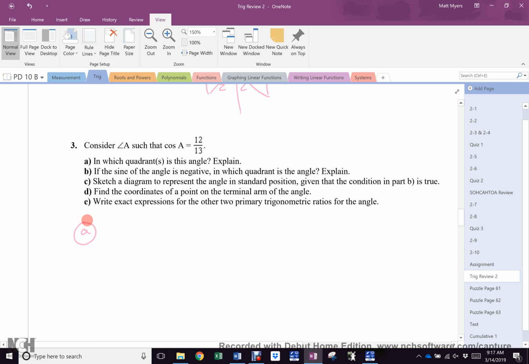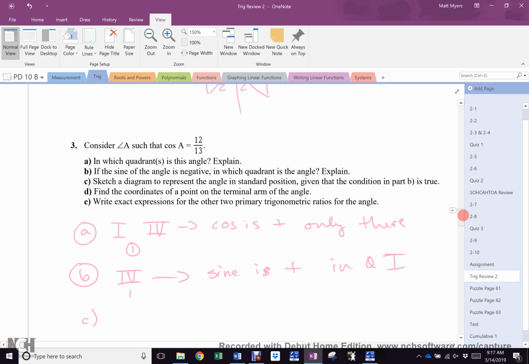A. This is in quadrant 1 or quadrant 4. You get 1 mark for that. You get 1 mark for the explanation. Cos is positive only there. B. You get 1 mark for the answer, which is 4. The explanation, sine is positive in quadrant 1.